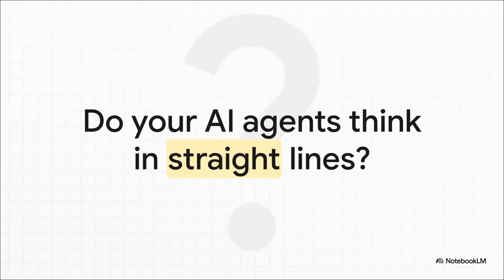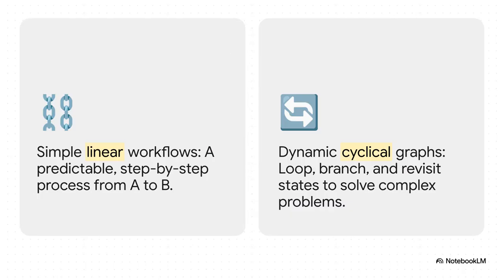So let me ask you this. Have you ever been building an AI agent and it just feels rigid? Like it's stuck on some one-way script and can't deviate? If that sounds familiar, then you've absolutely hit this fundamental wall that a lot of the early AI frameworks were built around.